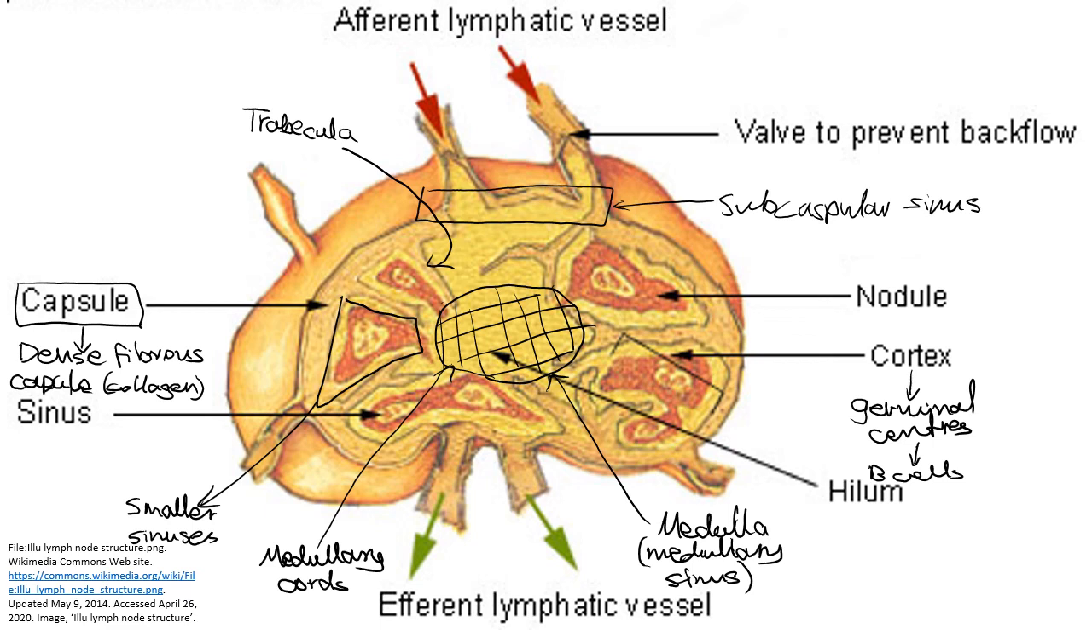So that concludes this video on the lymph node. So today we explored the lymph node structure and how lymph actually flows through the node, as well as addressing the discrepancy that exists between the number of afferent vessels and the number of efferent vessels.